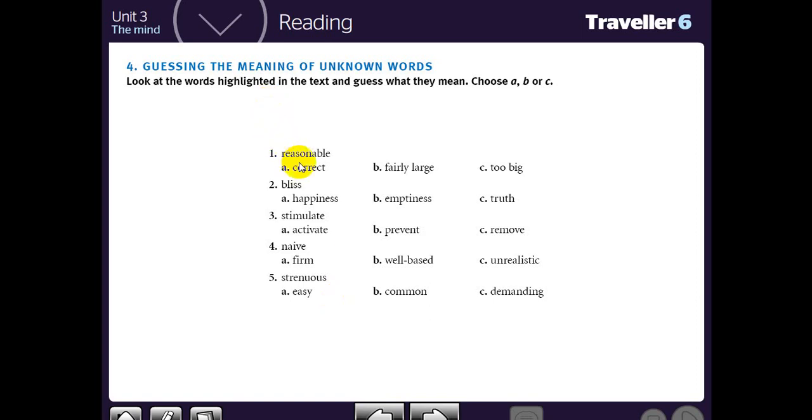So let's go over the answers now. Number 1, reasonable means fairly large. Bliss, we said it is happiness. Stimulate is activate. Number 5, naive means unrealistic. Strenuous means demanding. Okay, you can go for more exercises in your workbook.